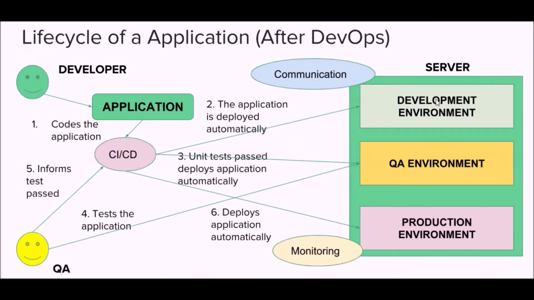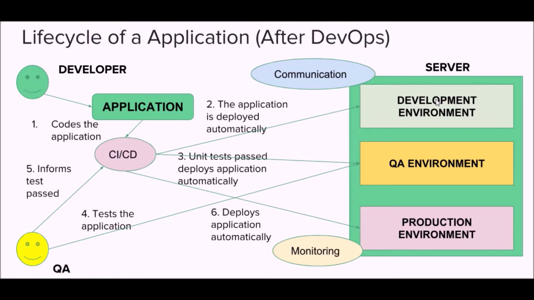Let's look at the life cycle of an application after DevOps. Implementing DevOps frameworks cuts the need for human intervention and automates the process. First, the developer codes the application. Second, the continuous integration and continuous delivery framework deploys the code in an automated fashion. Third, unit tests are run on the application, and once the application passes all the unit tests, the code is deployed to the QA server without a developer having to deploy the code manually.